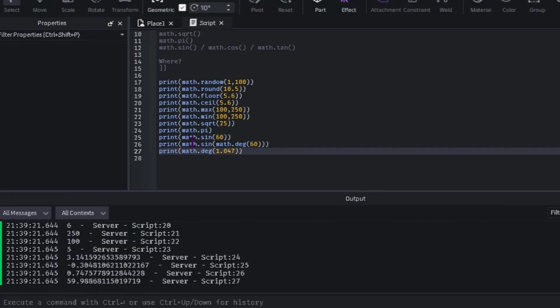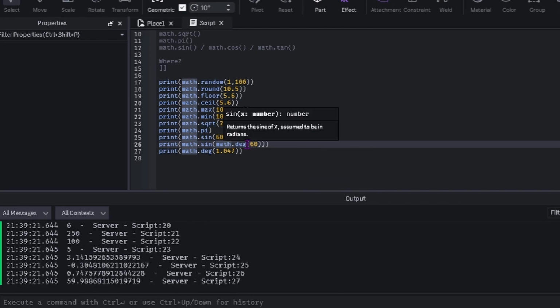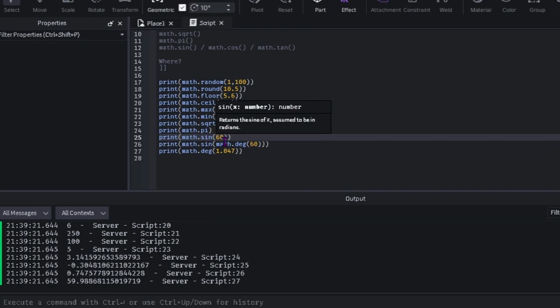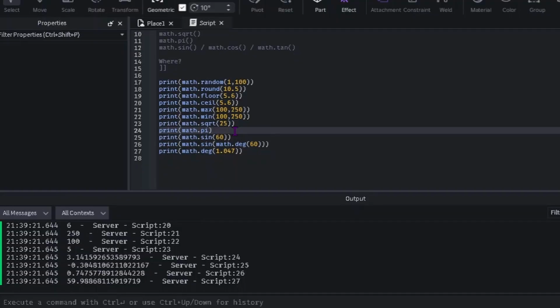The next one I've written here is math.sin, math.degree 60. Pay close attention that I've put math.degree inside of math.sin. If you see in the previous line, it says math.sin 60, so this 60 is actually given in radians. Angles can be of two types, namely radians and degrees. Degrees are the commonly known ones, which you study in school or college. Radians are ones you don't really pay attention to.